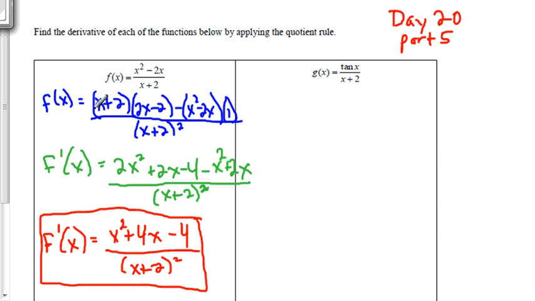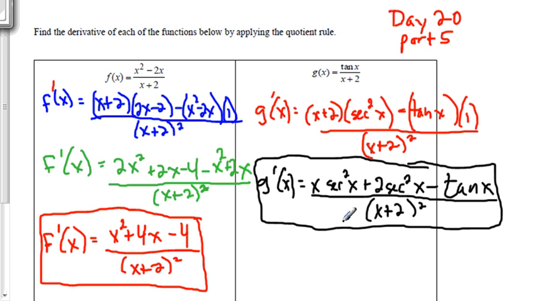Using the quotient rule, that should be the derivative. So using the quotient rule, ho d hi minus hi d ho over ho ho, we end up getting f prime of x equals x squared plus 4x minus 4 all over x plus 2 all squared. All right, on to the next one.